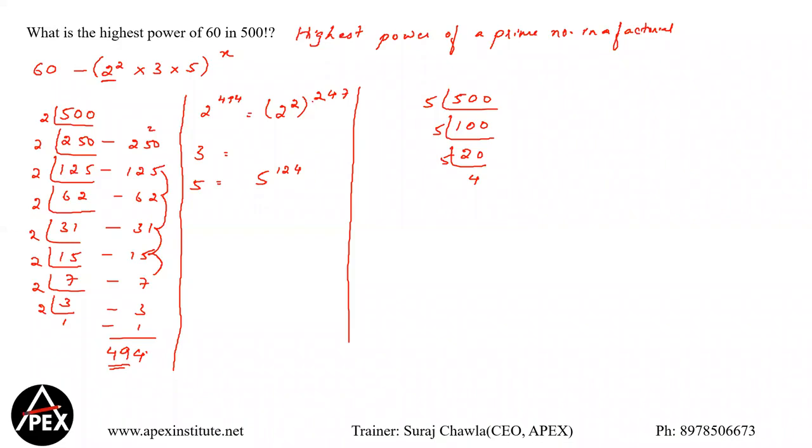So if you observe, the highest power of 2 square is 247. The highest power of 5 is 124. Since we want a common power, we'll look at the least number between both of them. So I can say that the highest power of 60 in 500 factorial is going to be 124.